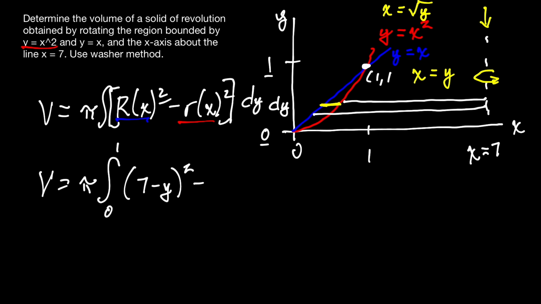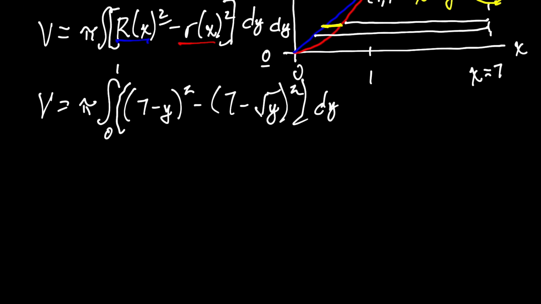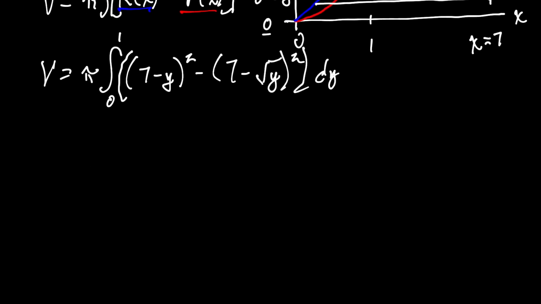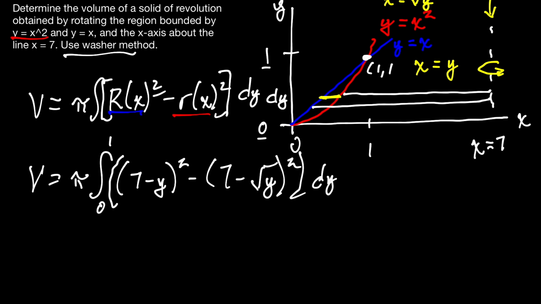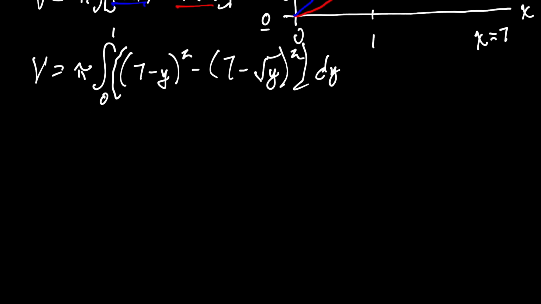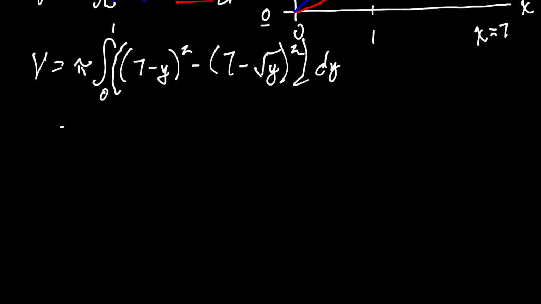Okay? So that would give me 7 minus 7 minus the square root of y, and square that, and this whole thing is with respect to y. So this is how we would have to do this one if your problem said on your final exam, use washer method. You're going to have to do some rearranging.